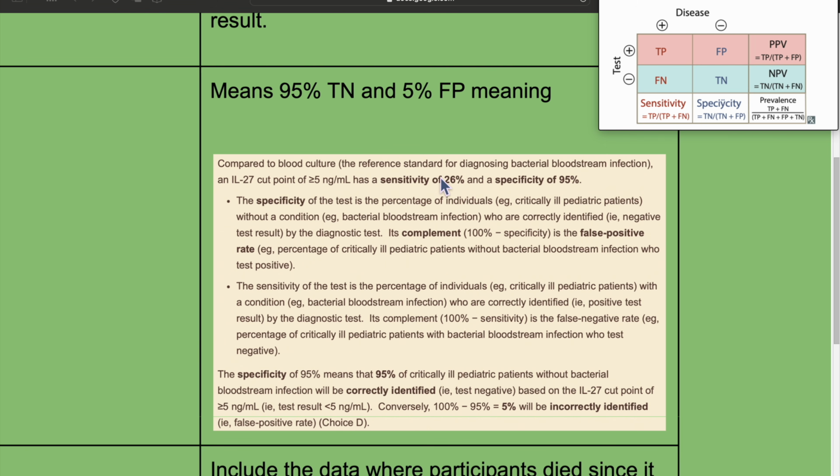The sensitivity of the test, which is 26%, is the percentage of individuals, for example, critically ill pediatric patients with a condition, because remember that's true positive, right? So if sensitivity is 26%, that means there's still a 74% chance of not detecting it, basically. They have it, but it was negative, so false negative, right?